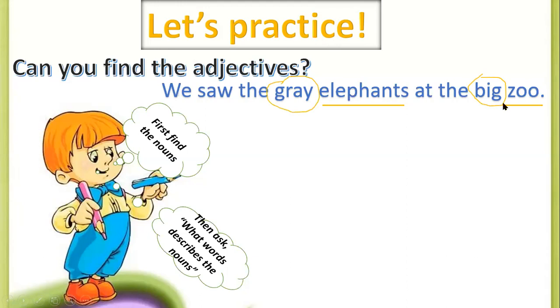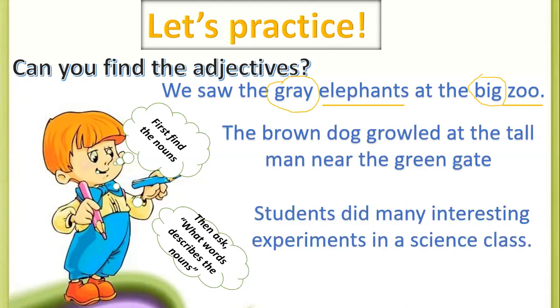Okay, now you can write down this sentence in your copybook, and there are two more sentences. What you have to do is find the nouns in the sentence and underline them, then ask a question to the noun to find the describing word for that noun, and make a circle around it. Okay, pause your video and do this task.